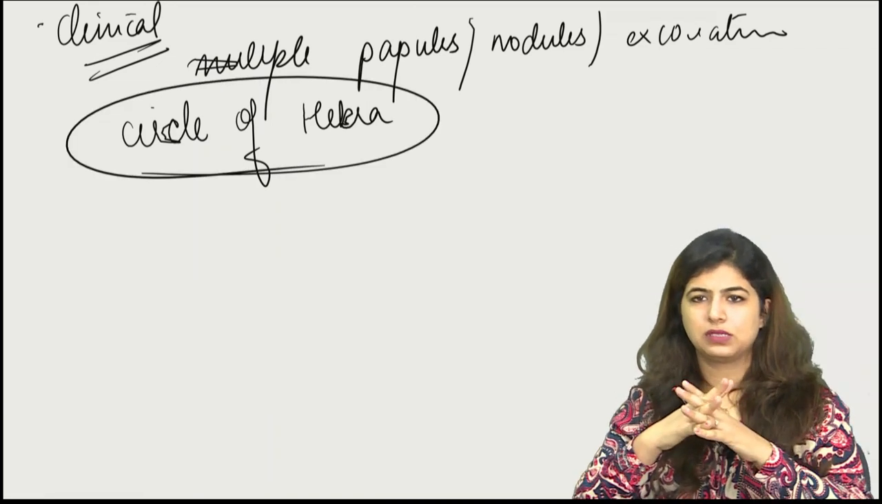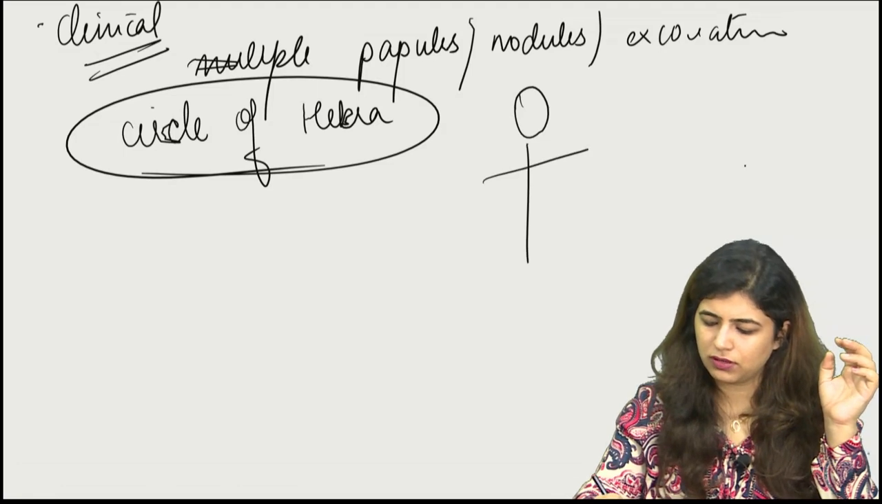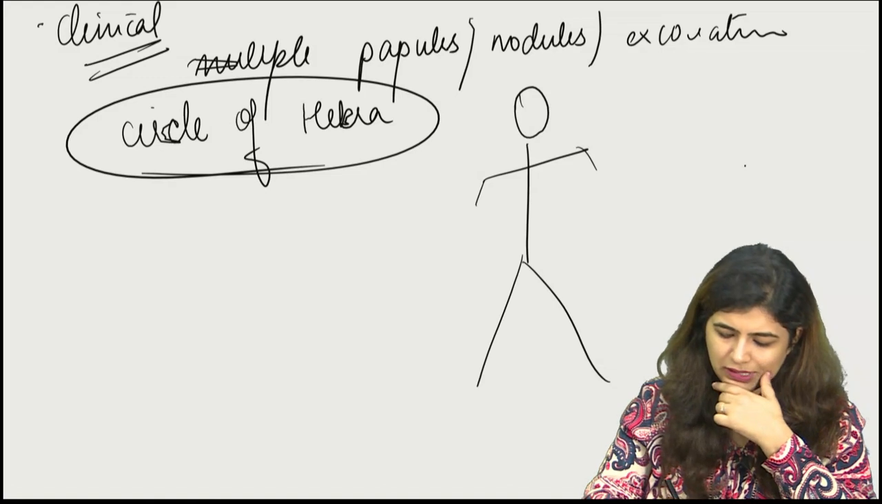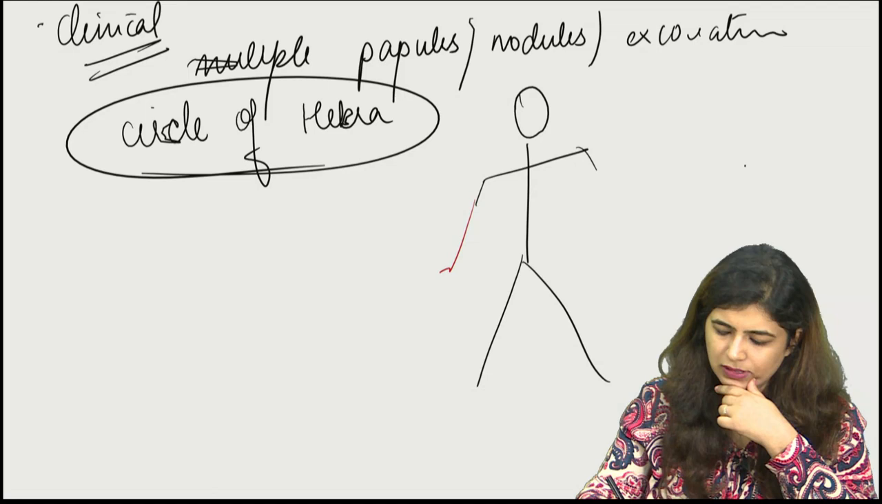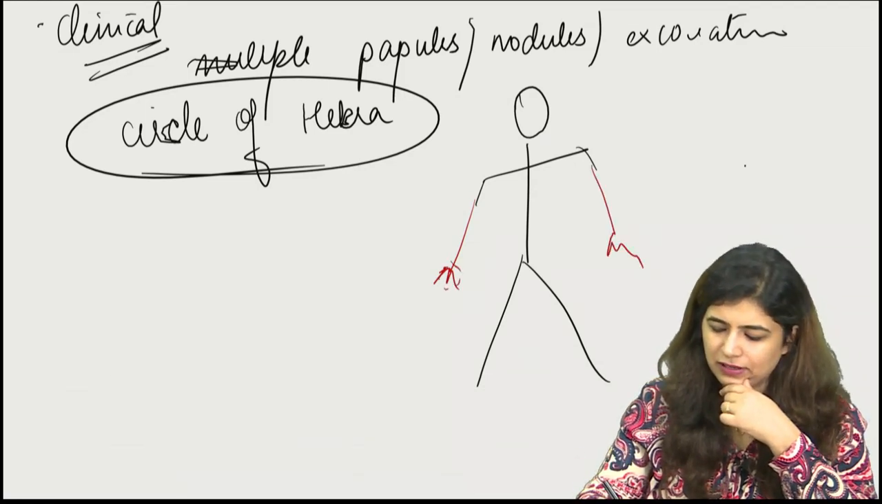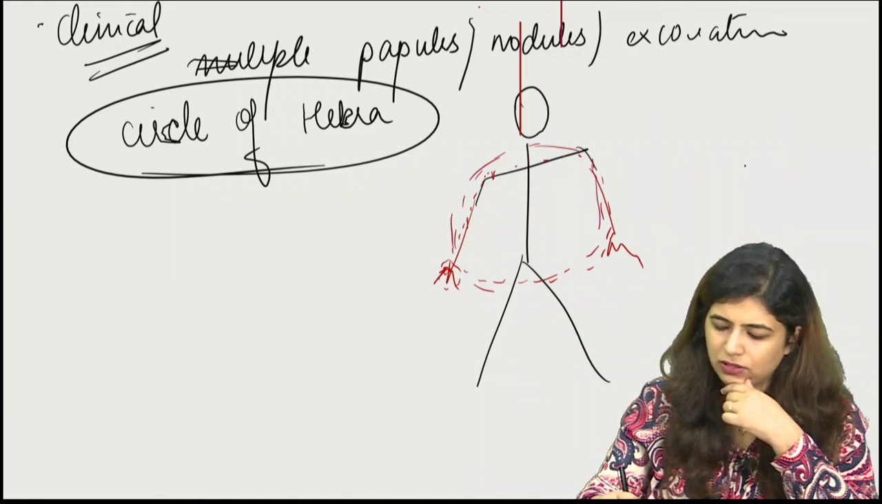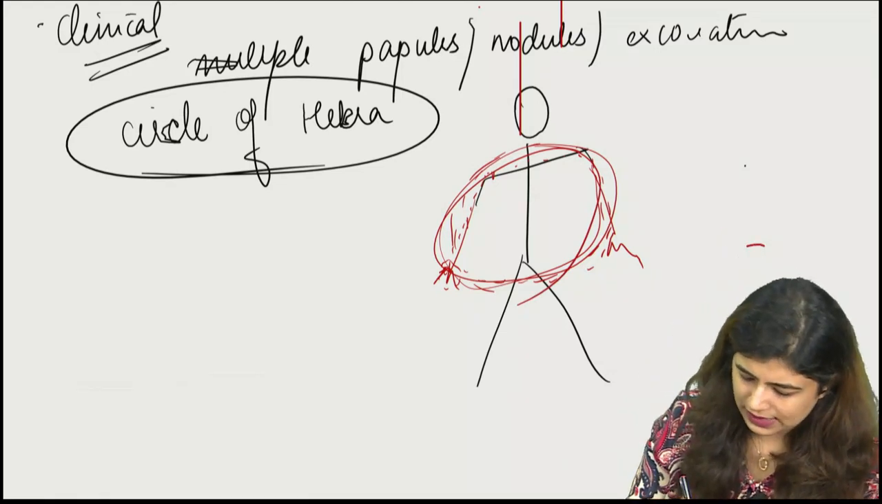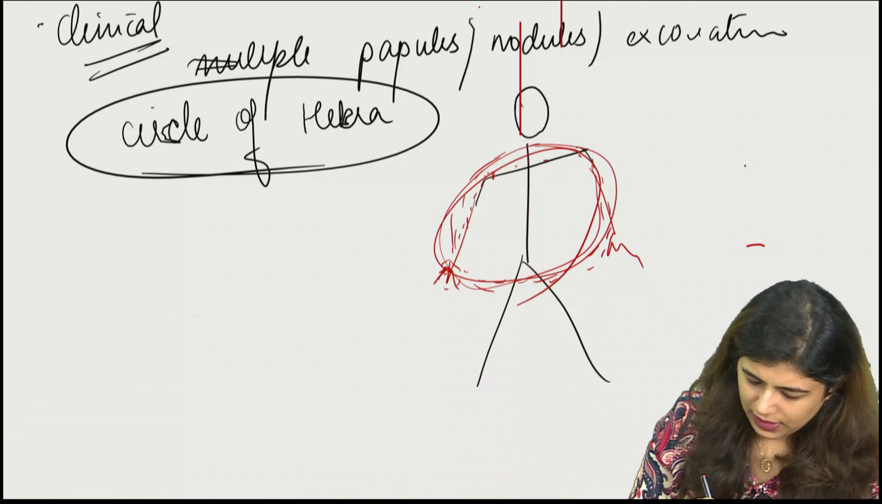Finger webs. Let me draw a patient here. Where does it start? Starts like this. Sorry for my writing. This starts here, goes here, axillae, trunk, and the perineal region. So this is how it is distributed. This is called the circle of Hebra.